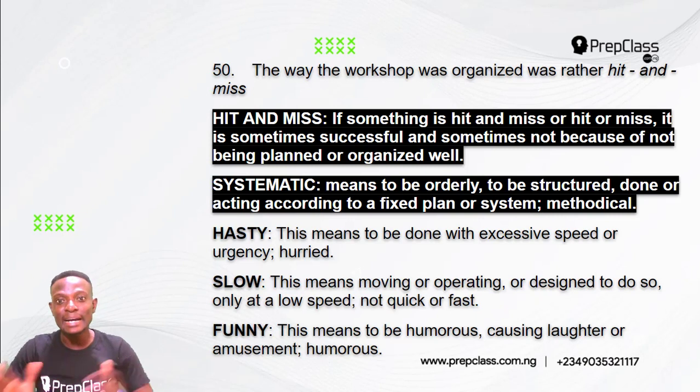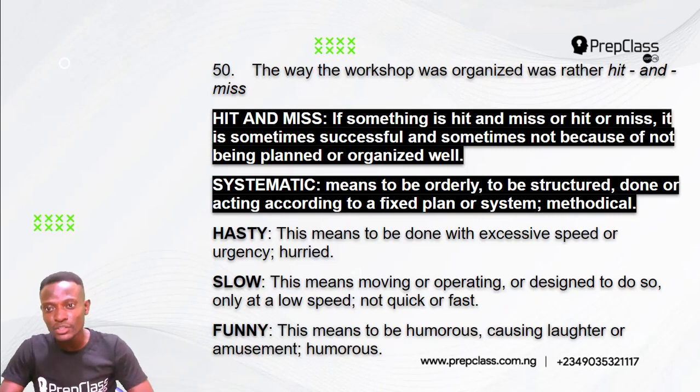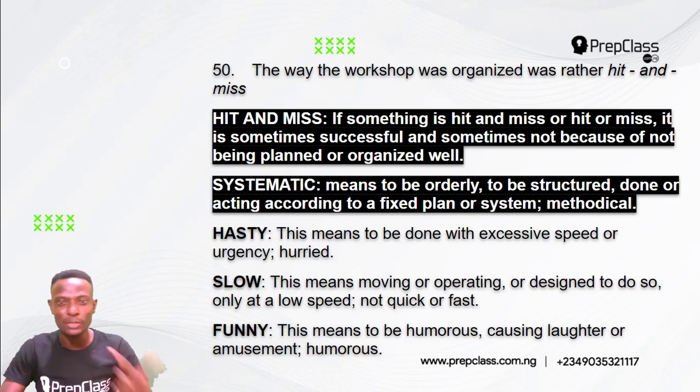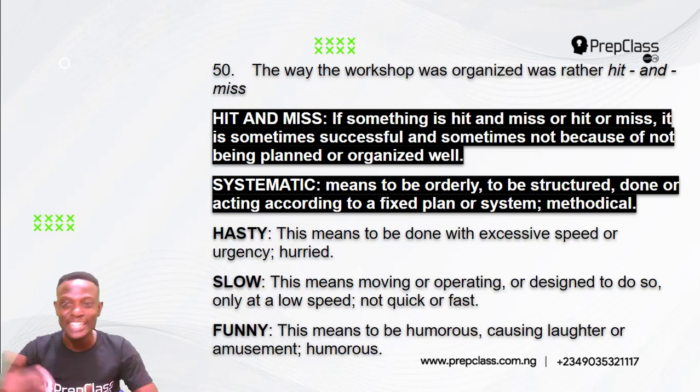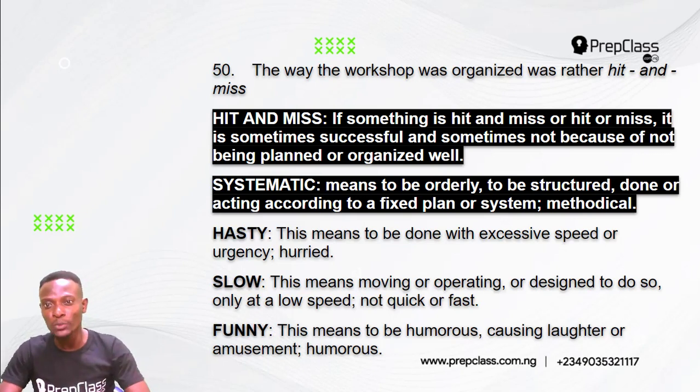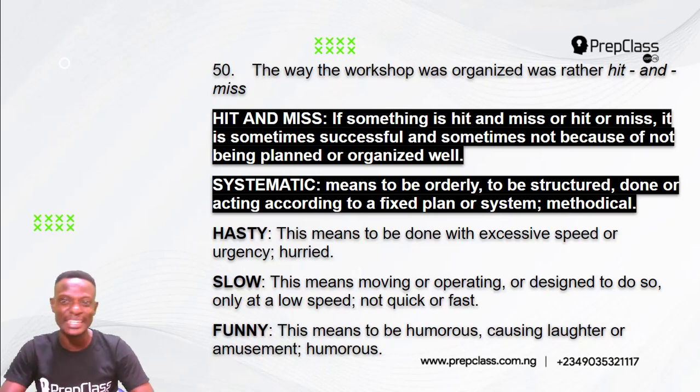Now, hit and miss, if something is hit and miss or hit or miss, it is something successful and sometimes not because of being planned or organized well. So it's more like a trial and error method. The way the workshop was organized was rather hit and miss. Sometimes it is successful, sometimes it is not successful. It is more like a trial and error procedure.